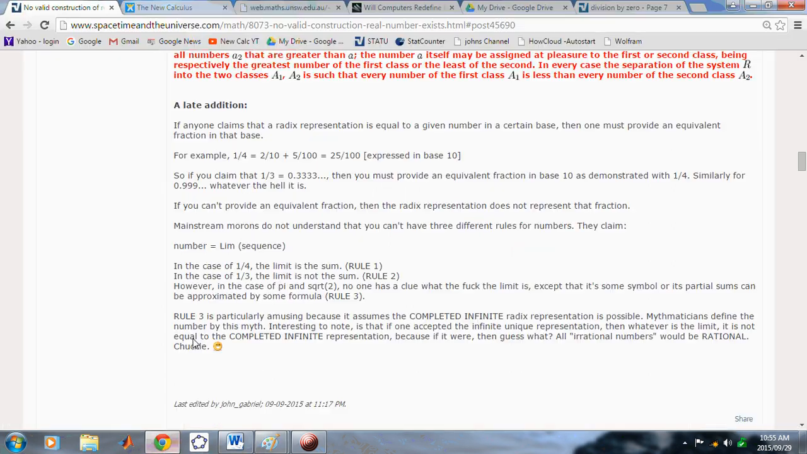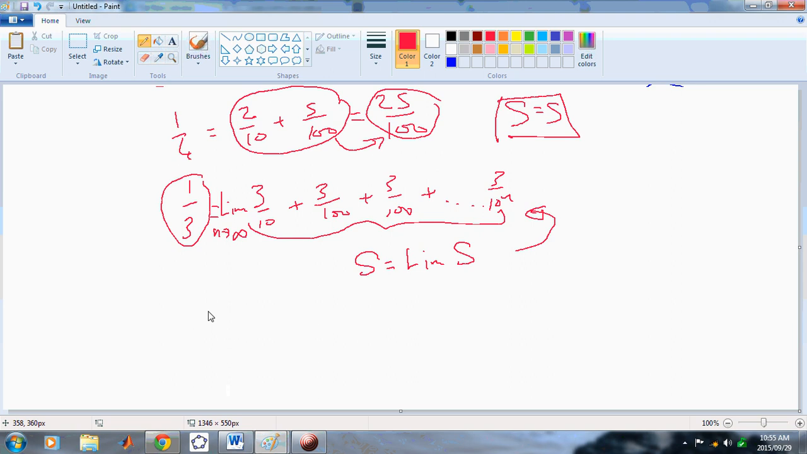And finally, in the last case, in the case of square root 2 or pi or anything else, nobody has a clue what the limit is, because it could be some symbol or its partial sums. So if you look at a number like pi, nobody knows what the limit is. You can't write 3.14159 ... and say that's pi. That's absolute rubbish. Also, you have to bear in mind that whatever the limit here is, it is not a number.